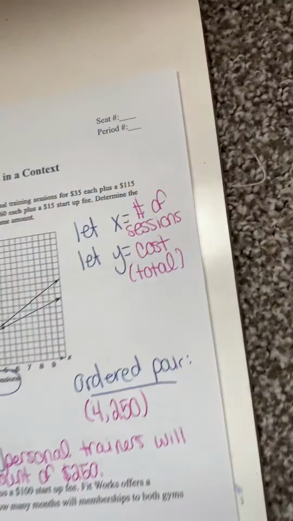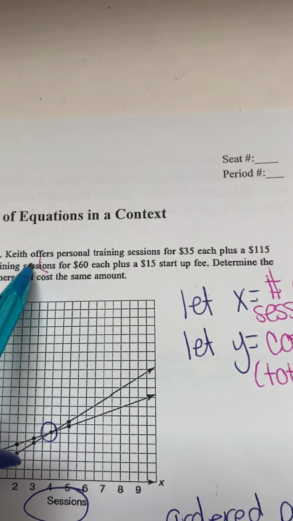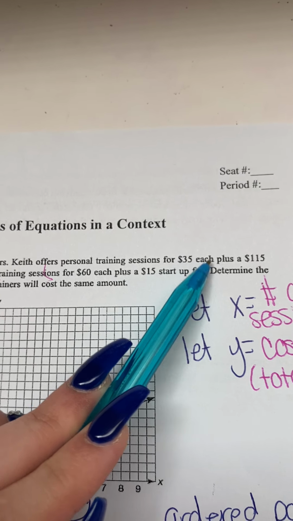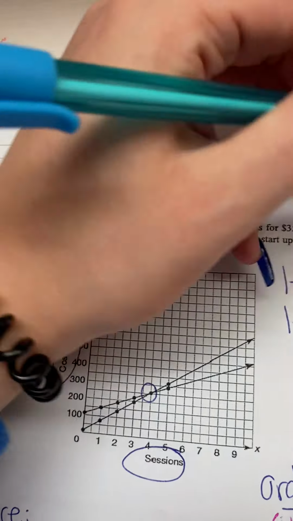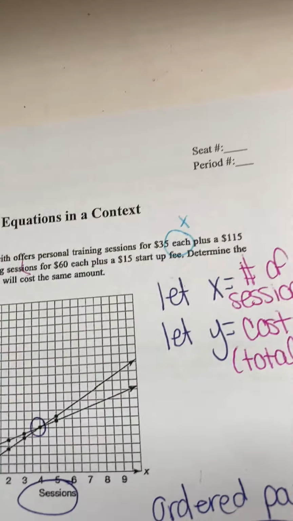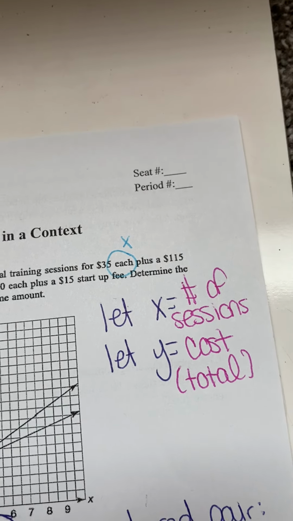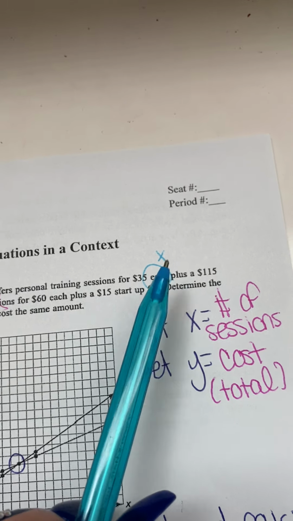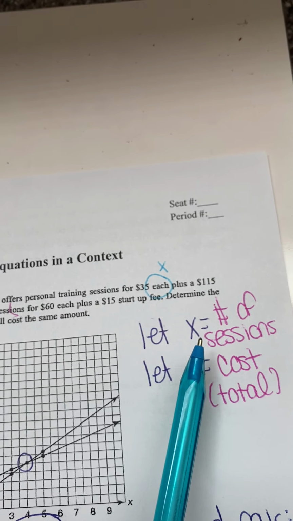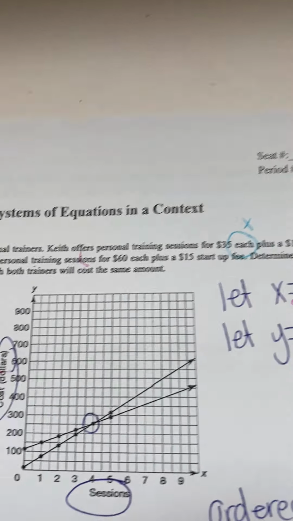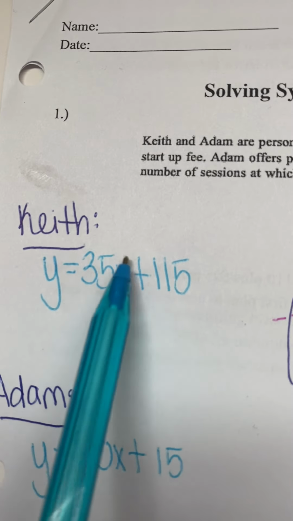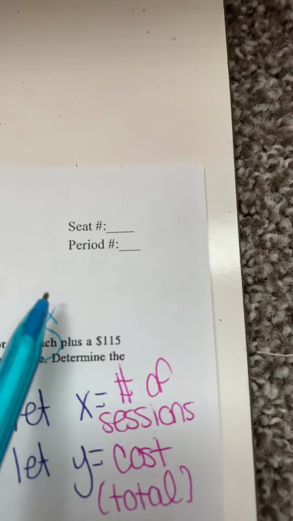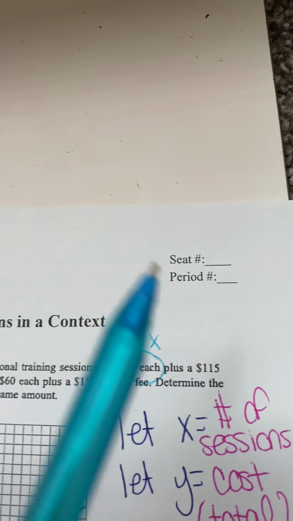So from the word problem, I saw that it said Keith offers personal training sessions for $35 each. We need to remember what each means. Each means multiplication, all right? So it says $35 each session. So the number of sessions is x, all right? So what I did, I have 35x because it's $35 per session plus an additional $115.